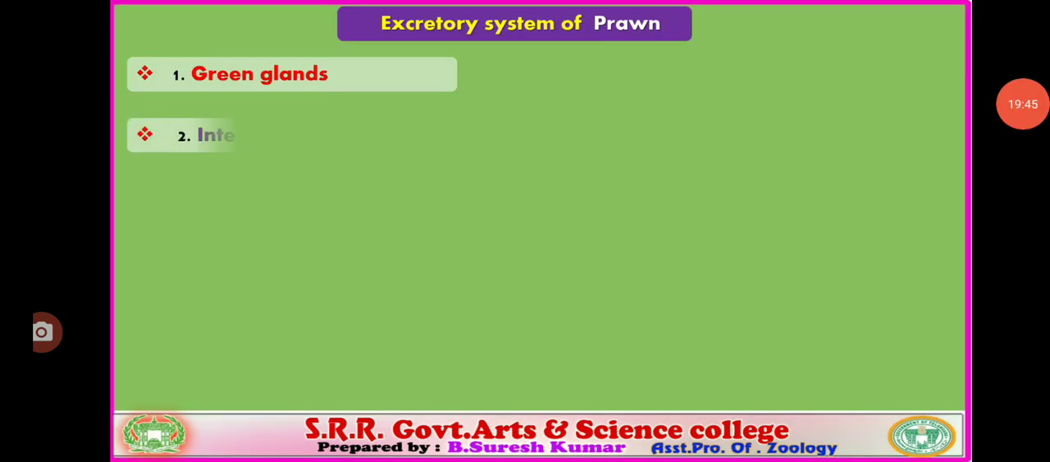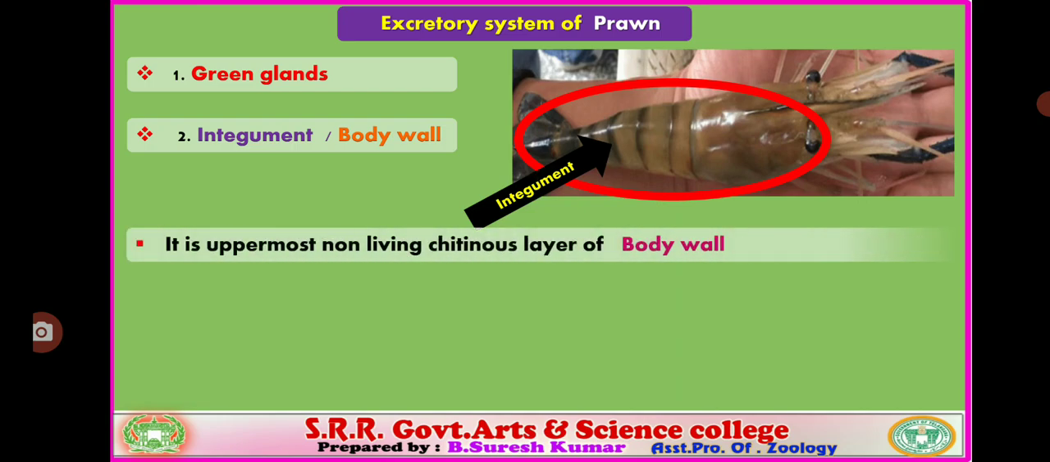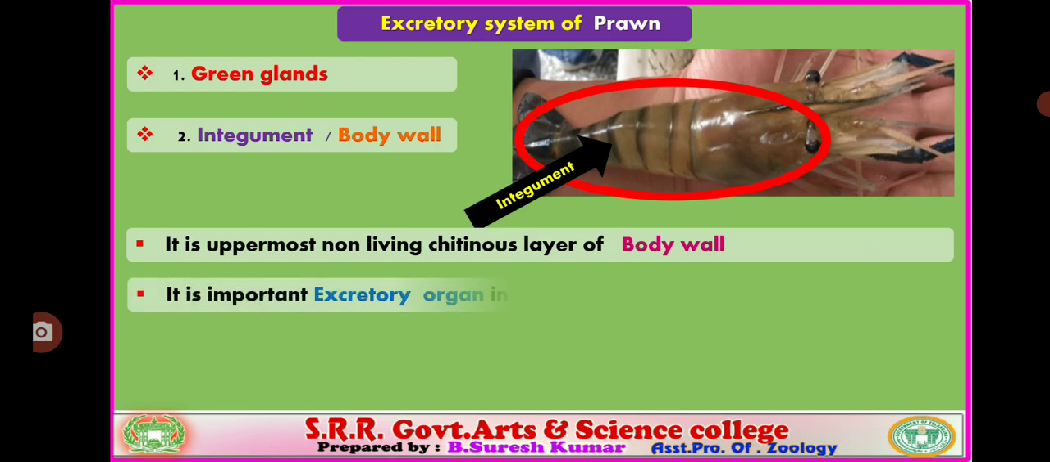Yes. Another excretory organ, an accessory excretory organ, is the integument, the body wall. You observe the visual representation marked in a circle. So that is the body wall. The outermost layer is the integument layer. It is the outermost non-living chitinous layer of the body wall. It also involves excretion. Actually the primary function is protection, but here it also serves partly excretion. It is an important excretory organ in prawns.